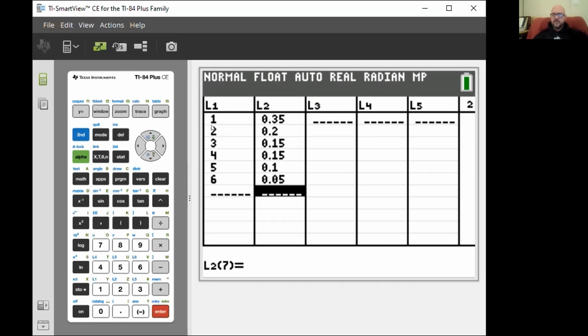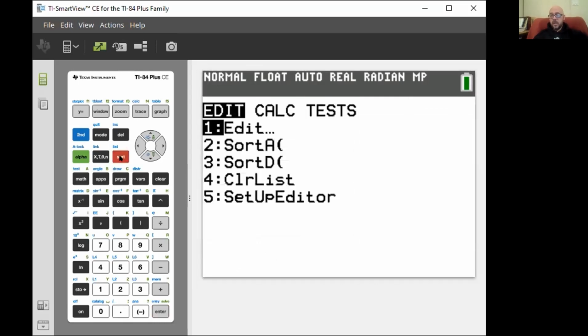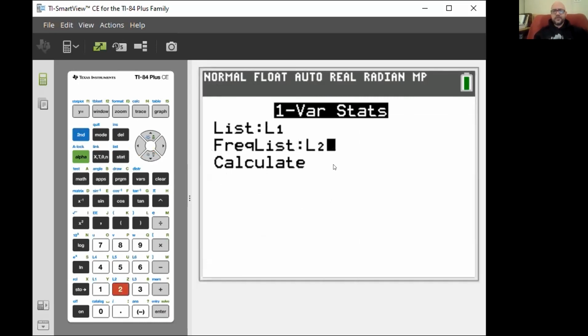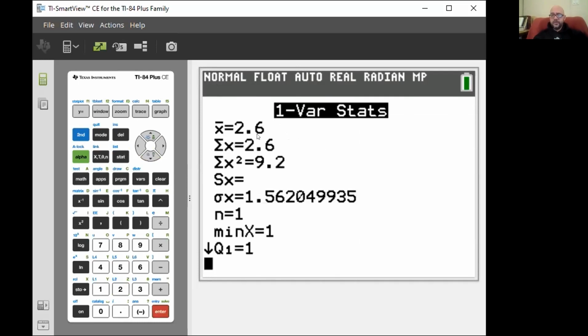So the mean is expected value, so we're just going to do mean of that with a frequency column of L2. So I'm going to go to stat, calc, one variable stats, frequency list of L2. So what it's going to do is multiply 1 times 0.35 plus 2 times 0.2 plus 3 times 0.15, etc. and then add all those up for us and put it in average. So 2.6 years. There's your average, 2.6. All right, so that's the expected value there.